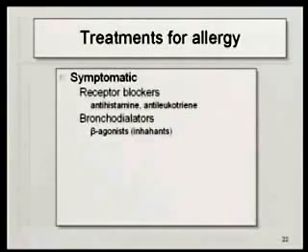Antihistamines will not affect the delayed reaction because leukotrienes have a different receptor, so there are anti-leukotriene blockers as well. Then there are bronchodilators, beta agonist inhalants, that we use if we have an allergic asthmatic condition.